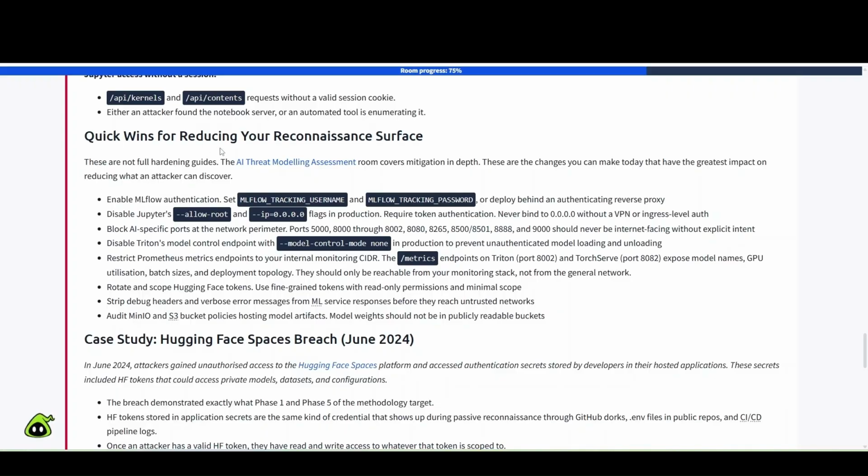Quick rules for reducing your reconnaissance surface. These are not full hardening guidelines. The AI threat modeling assessment room covers mitigation in depth. These are the changes you can make today that have the greatest impact on reducing what an attacker can discover. So, interesting. Something to take note of here. Let's take a look at what they are saying.